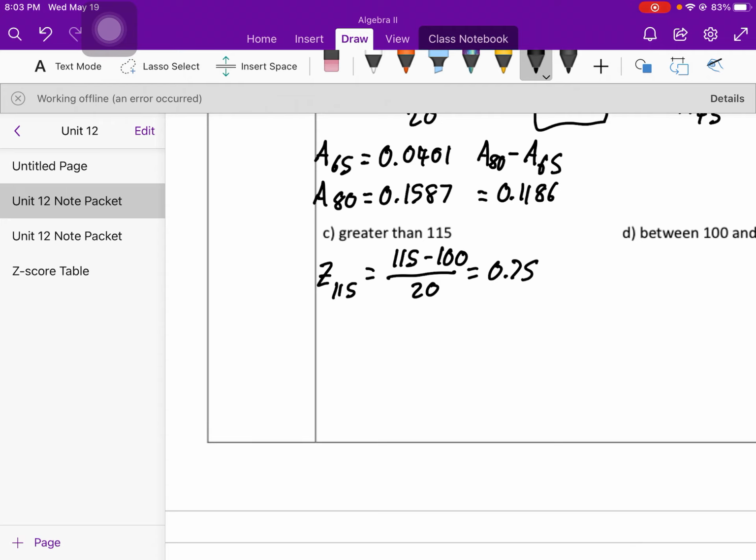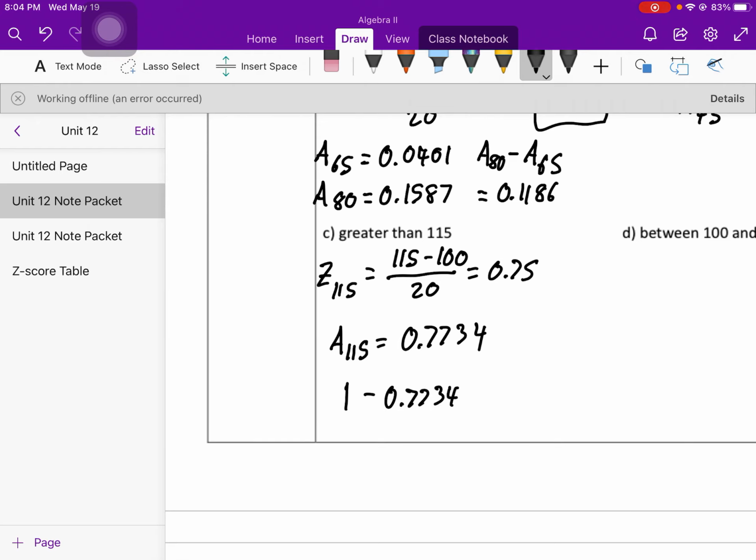Now I'm going to go back to the notes and write that down. So the area for 115 is 0.7734. But that's all of the values that are less than 115 because it's going to the left. Greater than would be looking at the values above 115. So what we actually have to do here is think about the whole thing would be 100% or just 1.